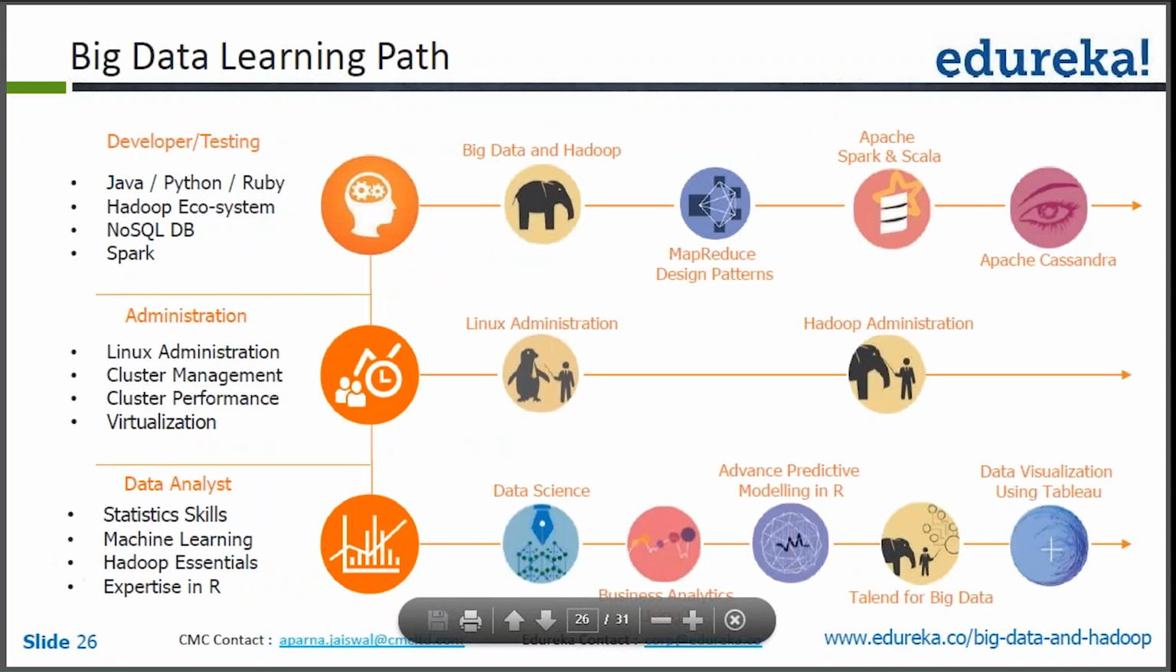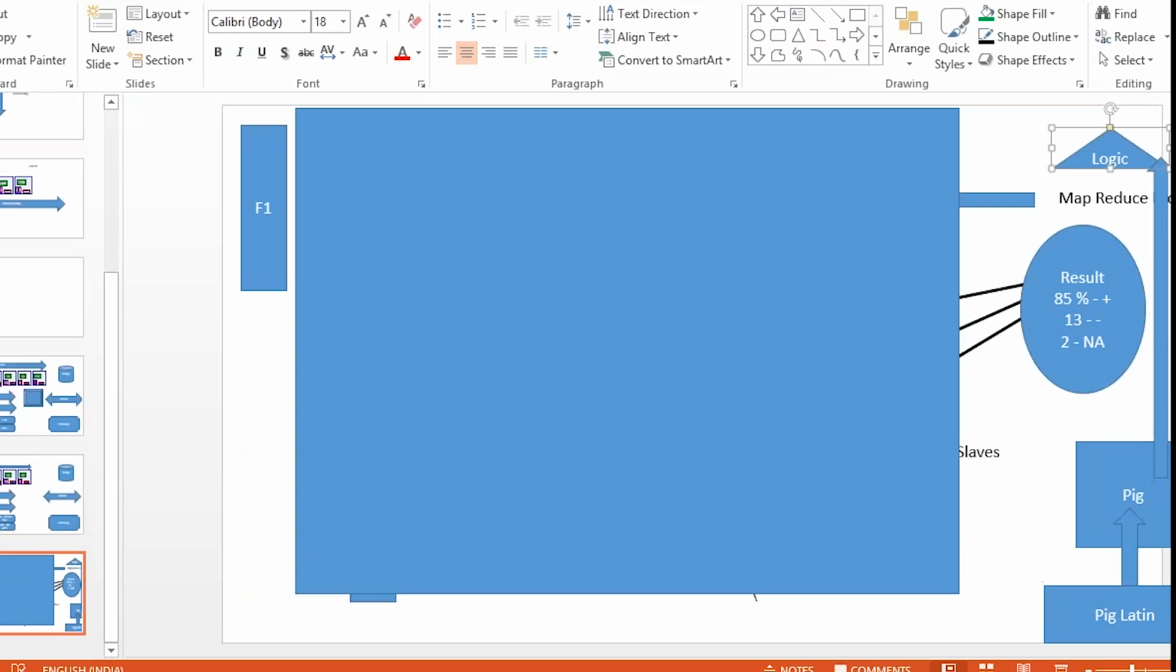Okay. As such, in the learning path, there are different technologies, a spectrum of technologies available. Okay. Hadoop and big data is going to talk about this part of it.